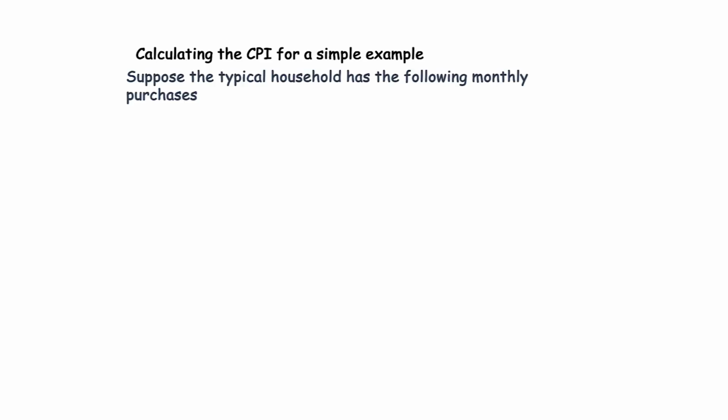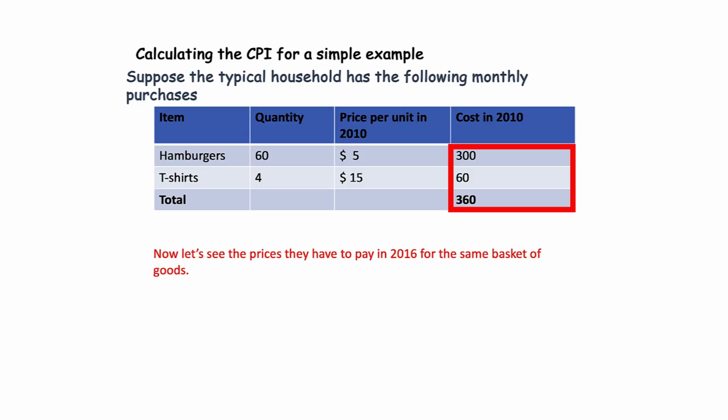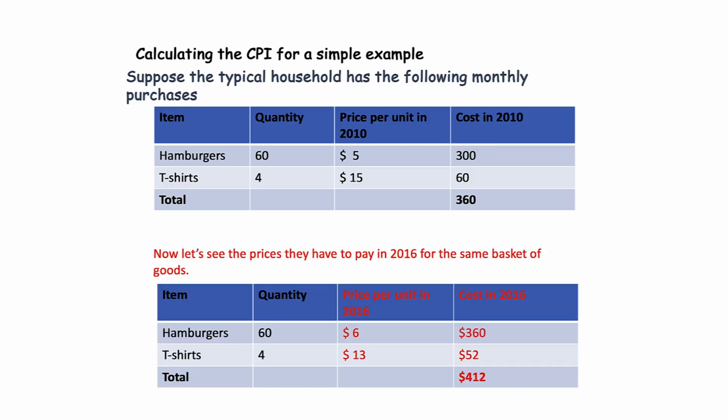So let's illustrate this with a simple example. Let's start with our representative basket of goods for the average household, say 60 hamburgers and 4 t-shirts. And let's say the price is $5 per hamburger, $15 per t-shirt in 2010. Then the value of our representative basket here of 60 hamburgers and 4 t-shirts will be $360.